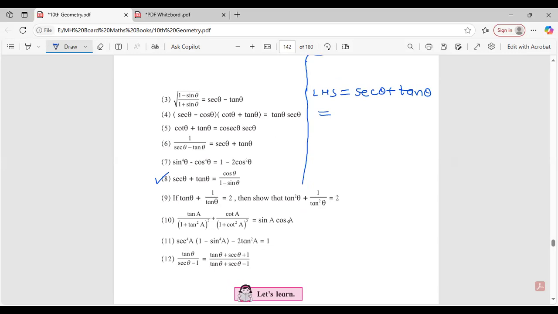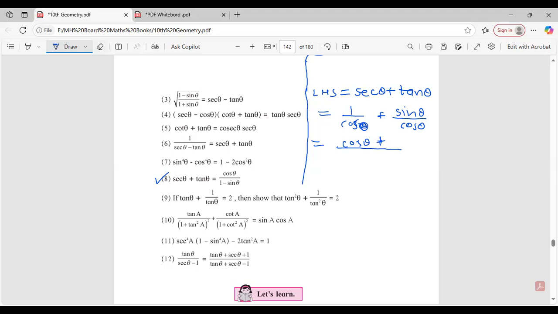So you had taken LHS. Now what is your first level thinking? How will you proceed? It is related to the last question. So 1 upon cos theta plus sin theta upon cos theta. Now what will you do? Cross multiply. Then 1 into cos theta is cos theta plus, first the denominator will be cos theta common, then 1 plus sin theta.